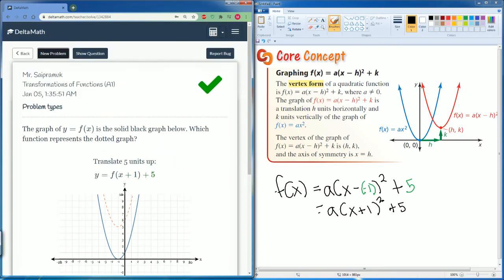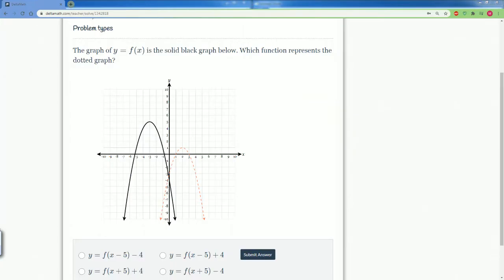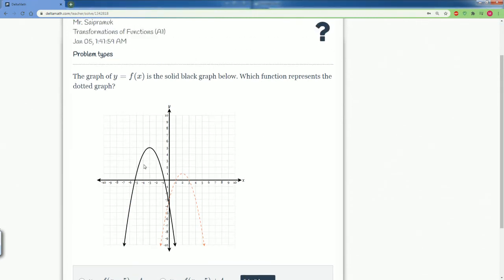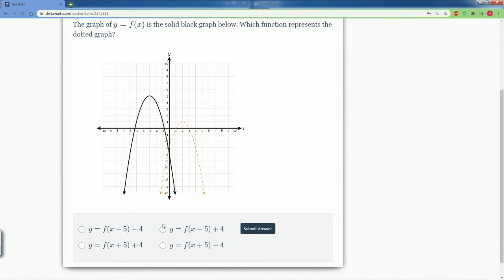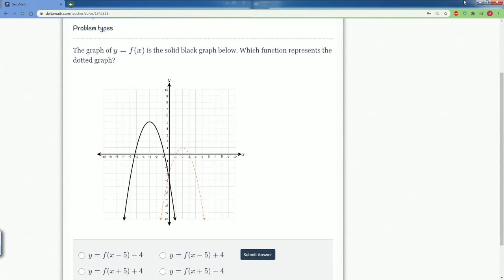Let's do one more problem. Here we have this parabola, and again, the graph is y equals f of x, and it undergoes this transformation. And then we're going to select how that transformation worked in vertex form. Let's take a look.